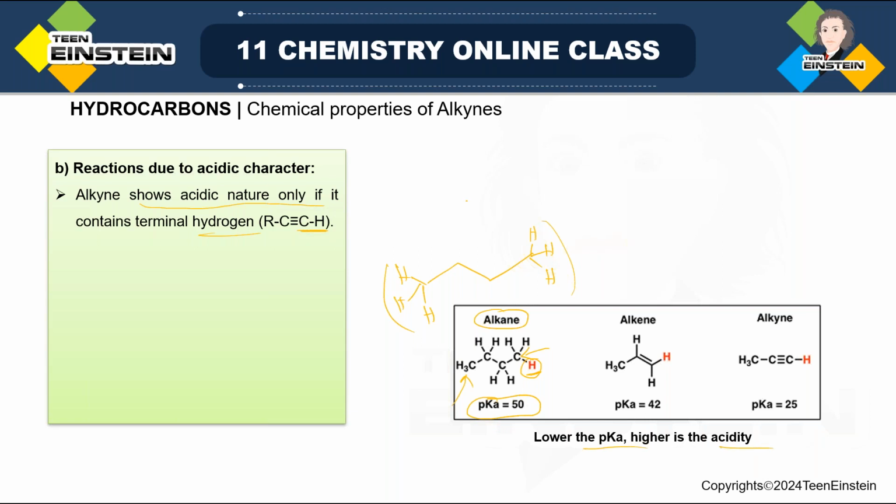Let me tell you what pK is. It is basically the negative logarithm of the Ka value of the corresponding acid, where Ka is the acid dissociation constant. Here our acid is butane, which is actually not an acid at all, but we are just comparing the pK value. So that is why we are saying it.